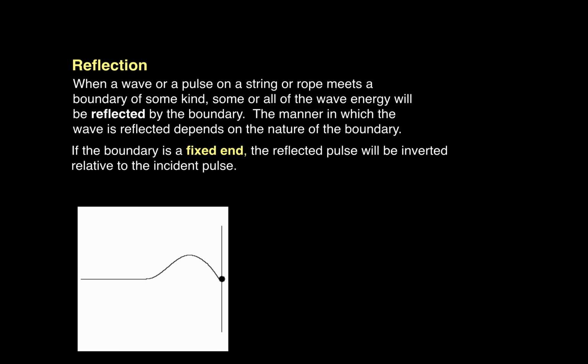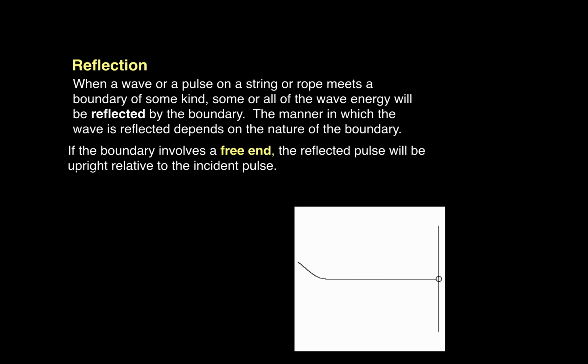If the wave boundary is a fixed end, the reflected pulse will be inverted relative to the incident pulse. It will come back upside down. If the boundary involves a free end, the reflected pulse will be upright relative to the incident pulse. The reflected pulse will be the same way up as the pulse that hit.